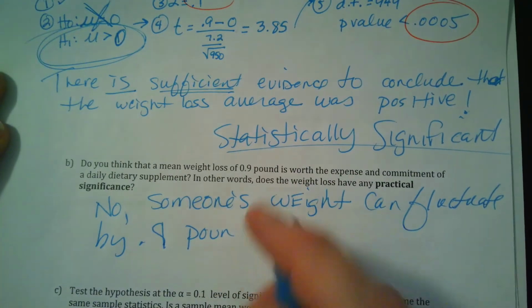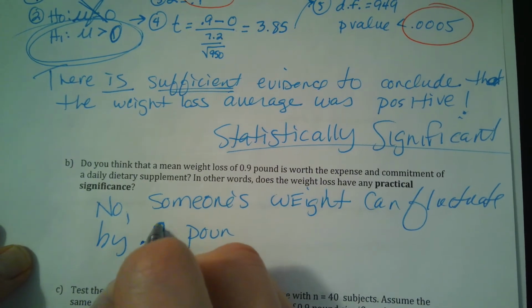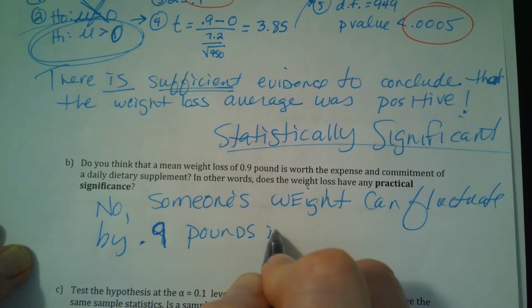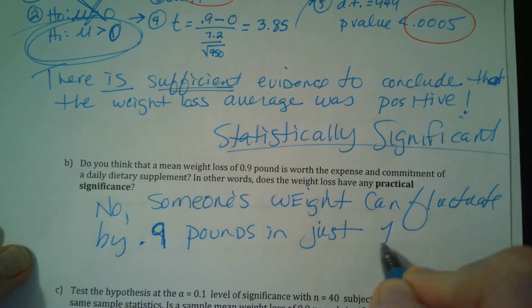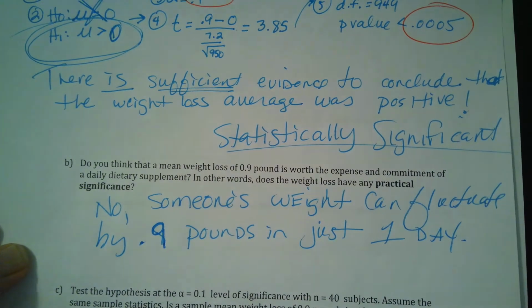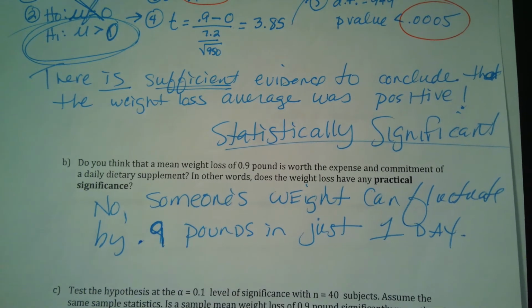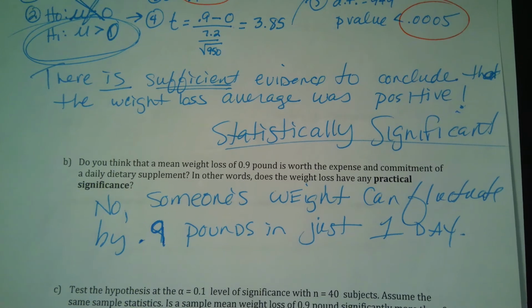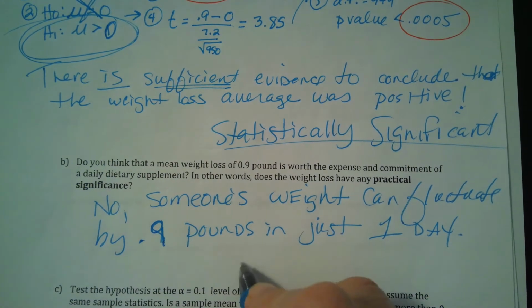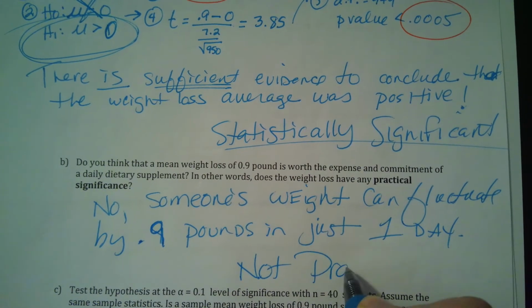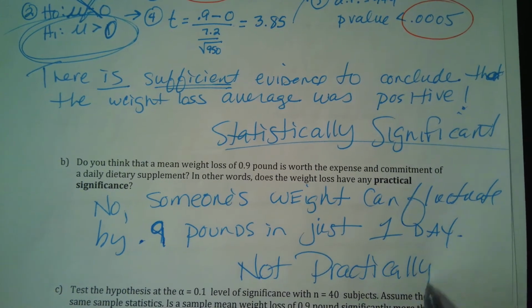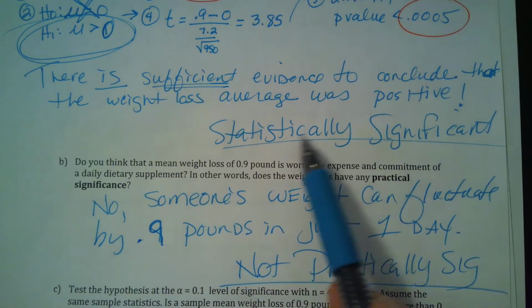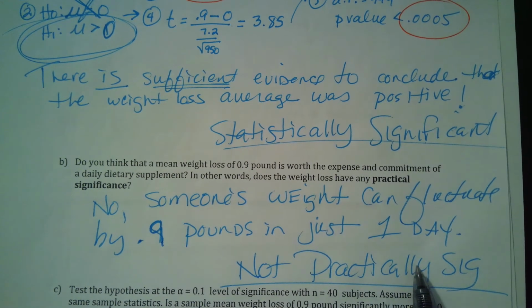Oops, can't see that, sorry. So someone's weight can fluctuate by 0.9 pounds in just one day. So why would we advertise this product and say take this for 8 weeks? Because we can guarantee you will lose 0.9 pounds in 8 weeks. This is what we call not practically significant. Just because we prove it works doesn't mean it's practical.